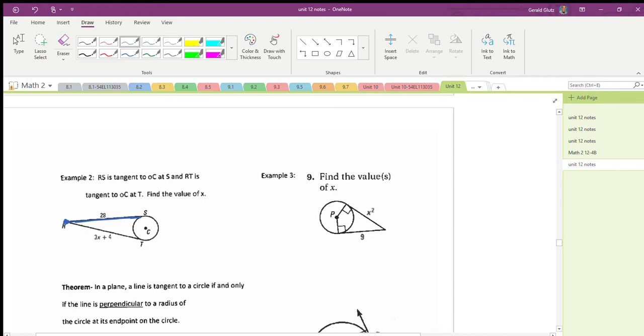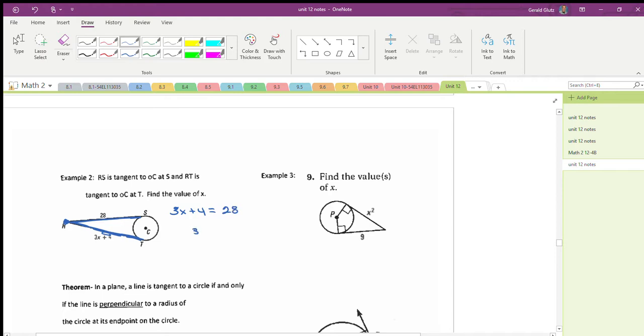And then RT is also tangent to circle C. So we got a point out here where two tangent lines are connected to it. So that means that these two blue tangent lines have to be congruent to each other. So 3x plus 4 has to be the same or equal to 28.